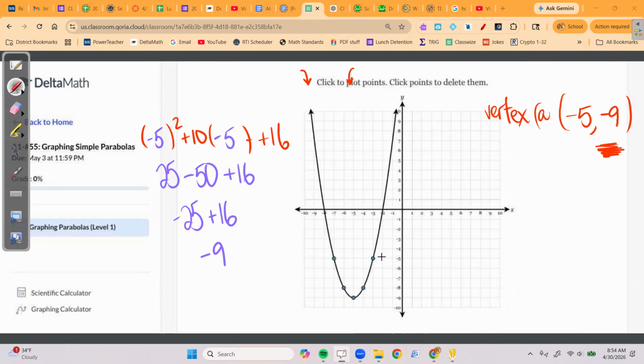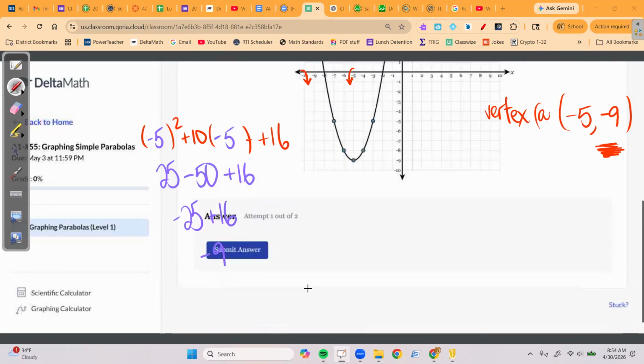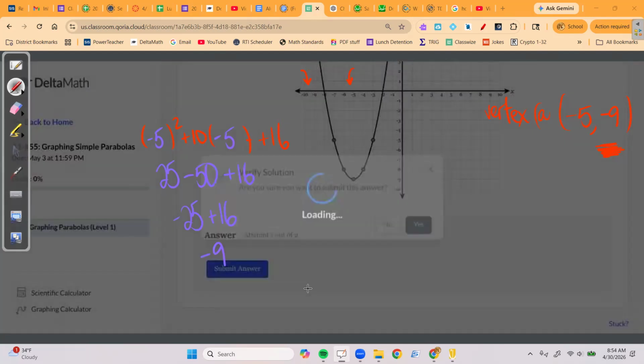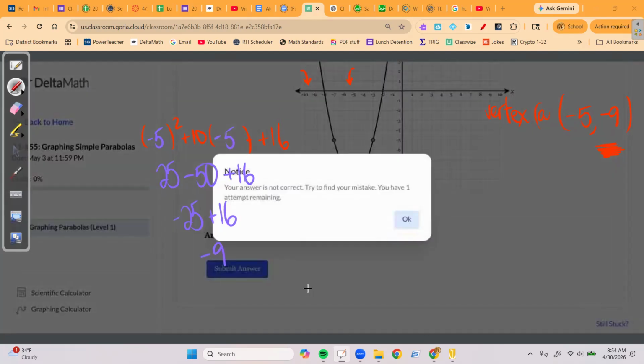Now, I'm going to have JoJo miss this on purpose because I know that not all of you are listening. Some of you have already dived in. Even though you have not made a single mistake, I want you to hit submit. And it's going to say, sorry, your answer is not correct. You have one attempt remaining. Yeah, it's good.